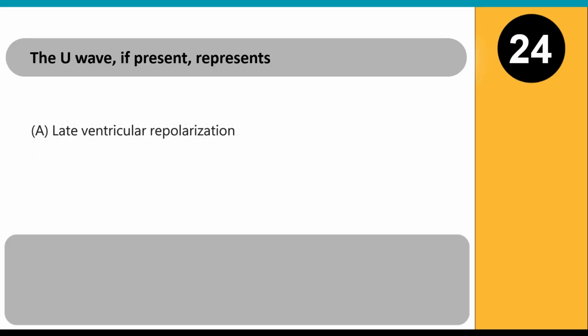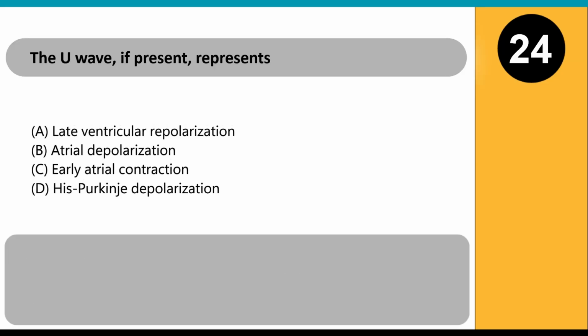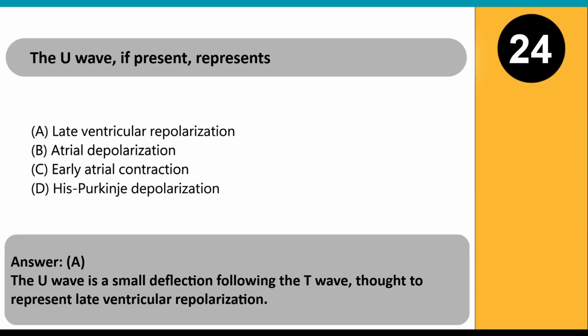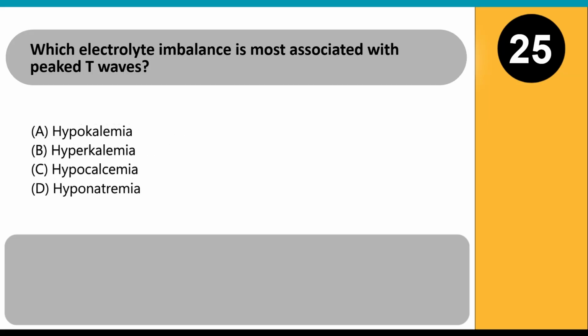The U wave, if present, represents: A. Late ventricular repolarization. B. Atrial depolarization. C. Early atrial contraction. D. His-Purkinje depolarization. Answer A. The U wave is a small deflection following the T wave, thought to represent late ventricular repolarization. Which electrolyte imbalance is most associated with peaked T waves?